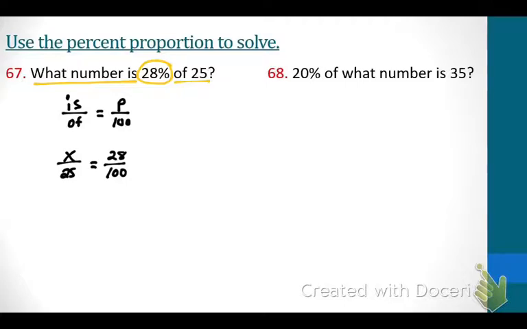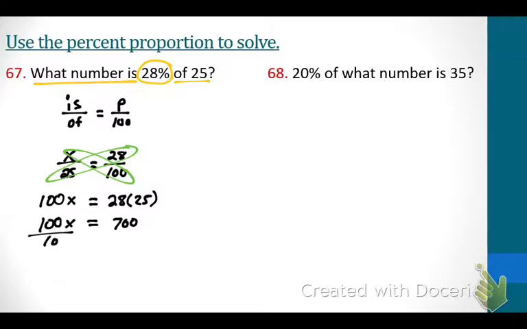Which method would you like to use to solve this? Cross products. All right, she wants to use cross products, which is fine. You could also do mental math for this specific one, but we will do cross products. So what did I do? x times 100 equals 100x, and then I did 28 times 25, which is 700, and then I divided on both sides and got x equals 7.